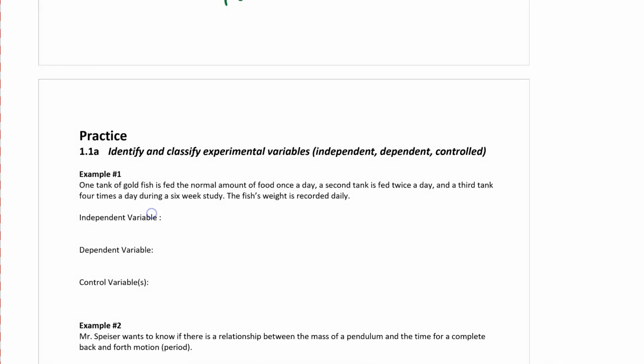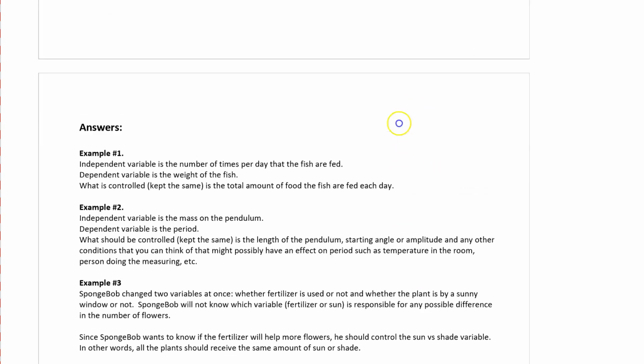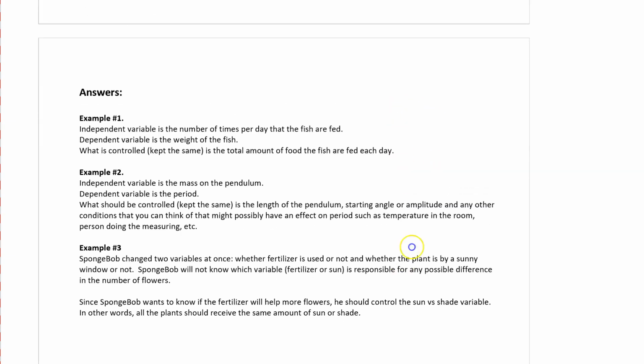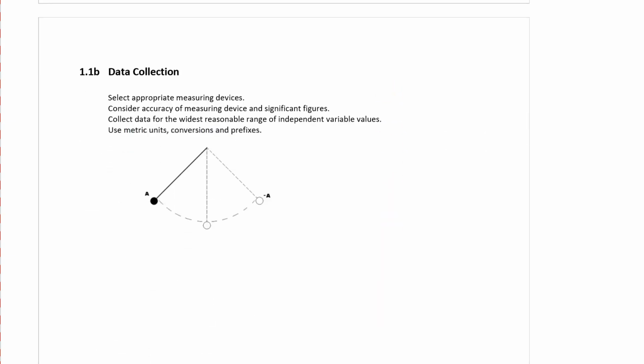It says, this is a practice, so for this practice, you read over the 3 examples and you try to do those yourself, and there will be answers here so you can check to see how you did. If you had any problems, come and see me. So let's go right along to data collection.